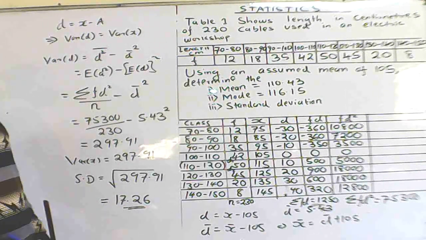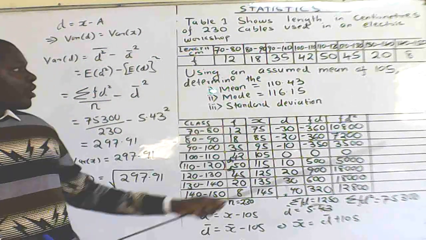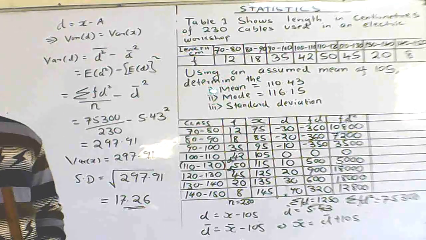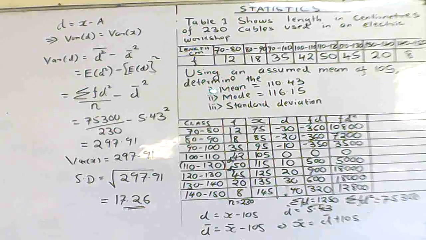Which you get to be 17.26. So we have worked out everything as expected using the assumed mean approach. Okay? That is how to handle a case like that. Let us see another case when you have unknowns.